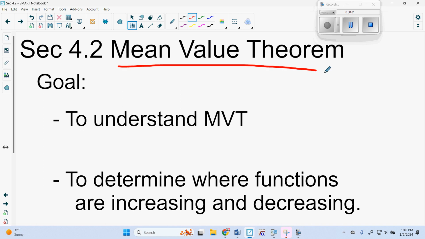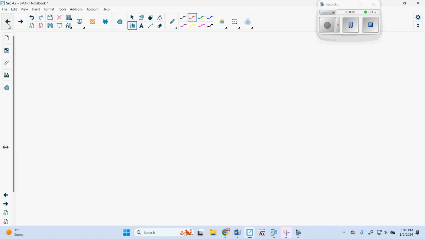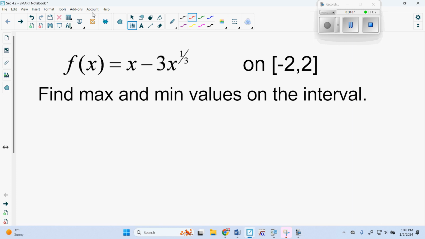We want to look at the mean value theorem. Now, before we get to the mean value theorem, let's look at a problem we looked at last week. We want to find the max and min values on the closed interval from -2 to 2.